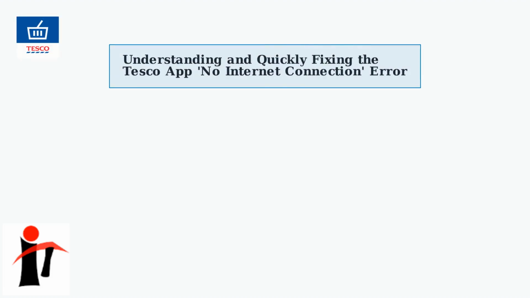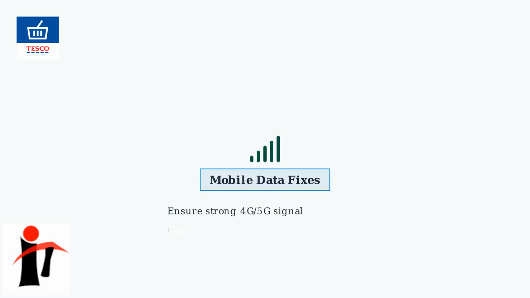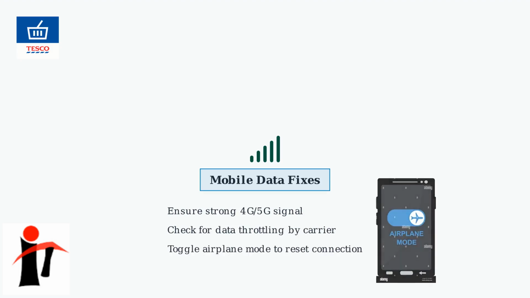Encountering the no internet connection error on your Tesco app, even with mobile data or Wi-Fi, is a common frustration. This isn't always due to a lack of internet, but often stems from unstable connections or network conflicts. First, if you're on mobile data, ensure you have a strong 4G, 5G signal and that data throttling isn't enabled by your carrier. Try toggling airplane mode to reset your connection.